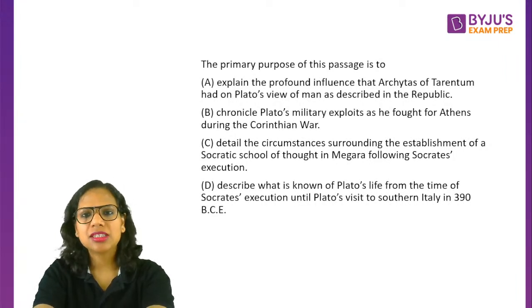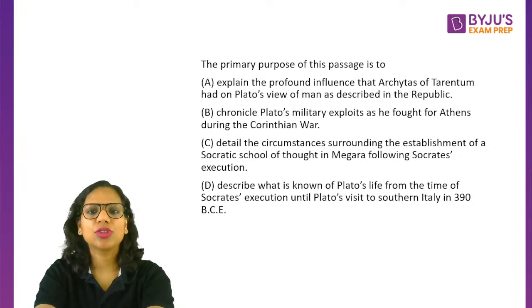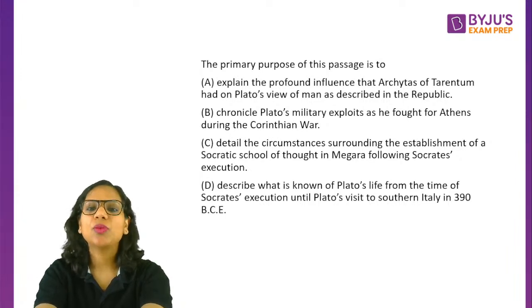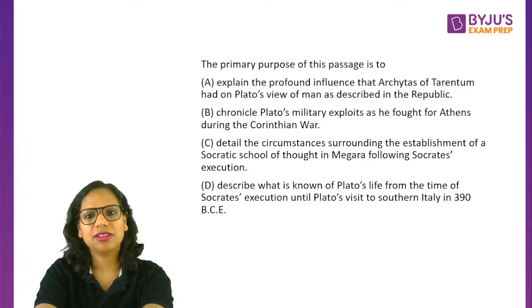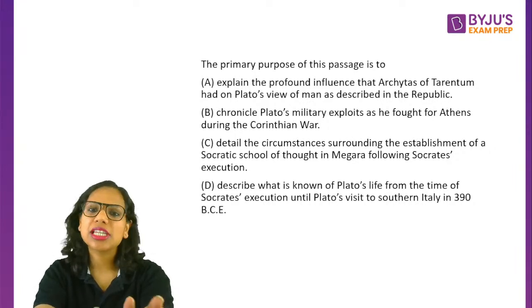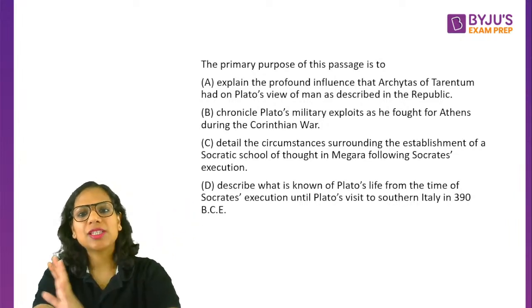So the passage begins with what happened in Plato's life after Socrates' death, right? He established a Socratic school of thought. He wrote for a while, right? He wrote some books. Then he went to fight in the Corinthian War. Although people are not sure about it, it is said that he fought in the war. Then he went to Egypt, where he learned the secrets of the water clock. Then he went to southern Italy. In southern Italy, he met Archytas of Tarentum, apparently, and this man had a profound influence on his later works. So this is all that has been detailed in this passage.